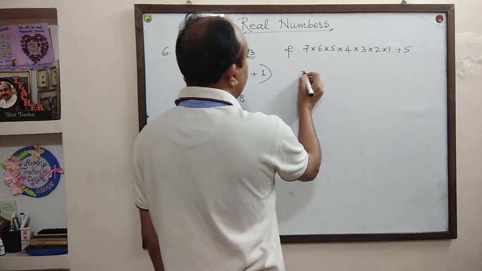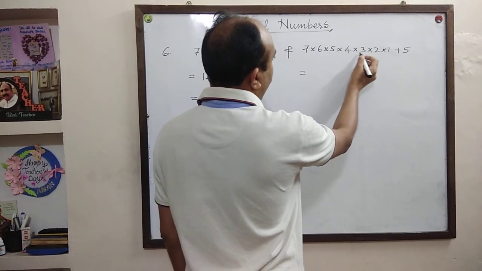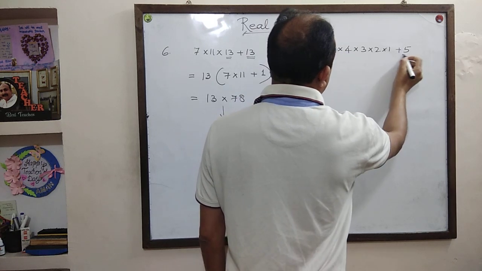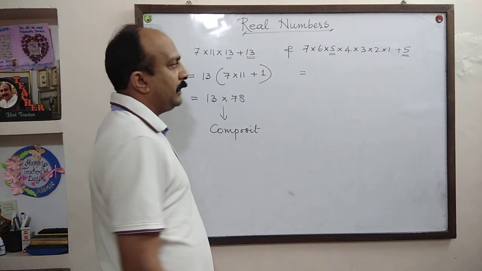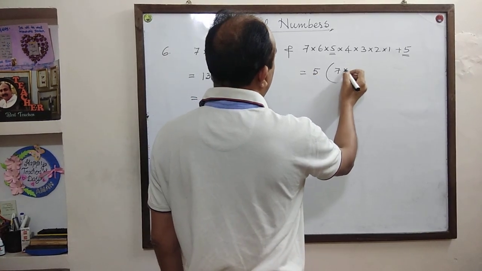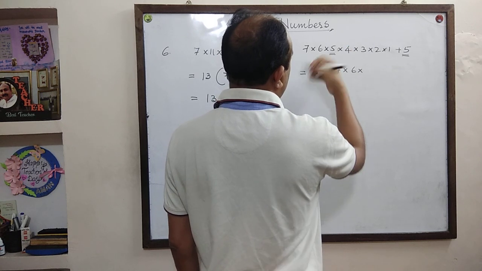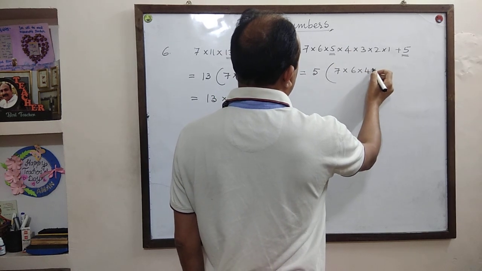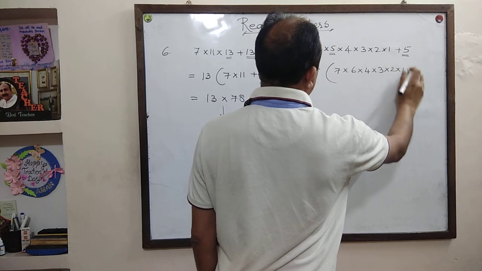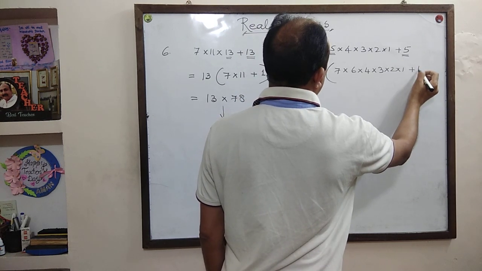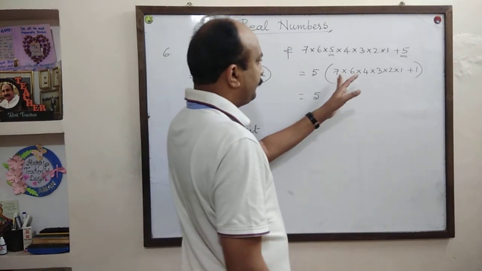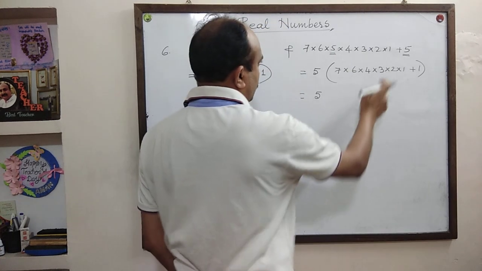Now come to this number. 7 into 6 into 5 into 4 into 3 into 2 into 1 plus 5. Now look here. Here there is a 5. Here also there is a 5. So I am taking that 5 common. Inside the bracket: 7 into 6 into 1, I am not writing 1, 4 into 3 into 2 into 1 plus 1. 5 into, find the product of this.